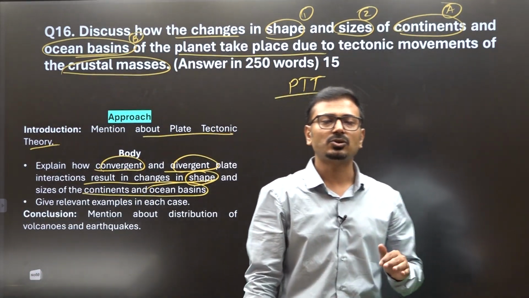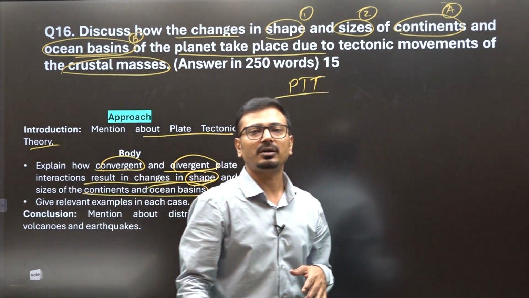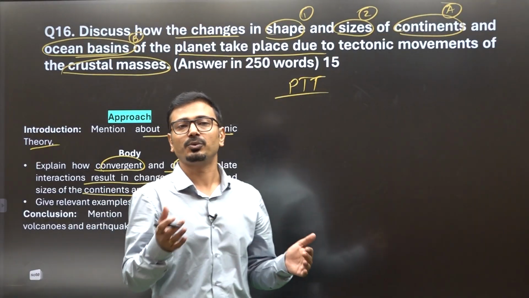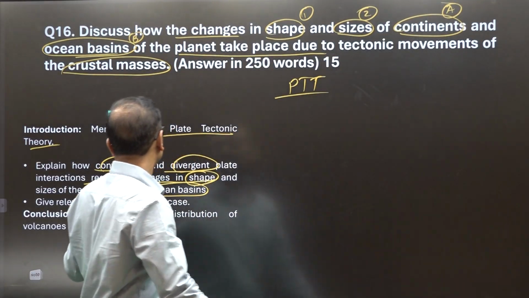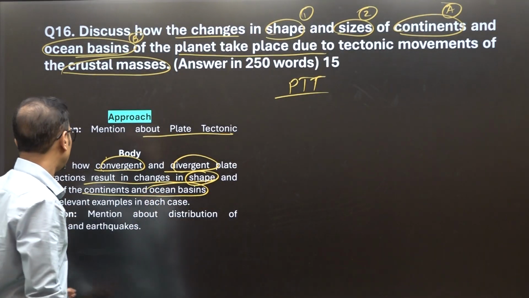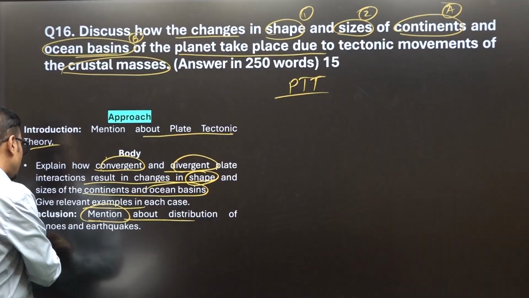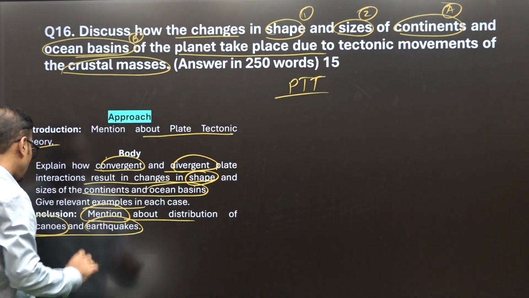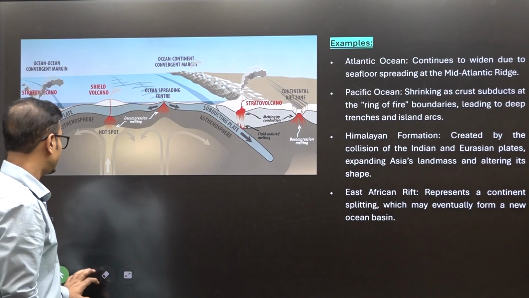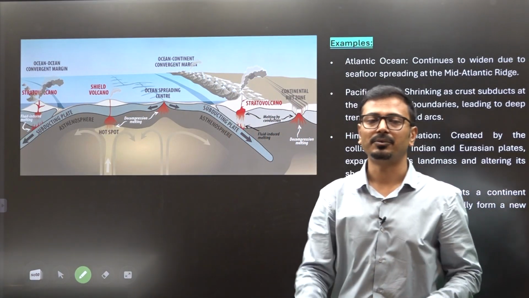Transform plate boundary does not result in changes in the size and shape. Why? Because it is not resulting in consumption or destruction or formation of new crust, right? So this is how you should mention convergent and divergent plate margins, and then give relevant examples. Finally, in conclusion, give distribution of volcanoes and earthquakes, how they are related to plate tectonic theory as a part of significance. Now plate tectonic theory will explain first of all the divergent plate boundary.